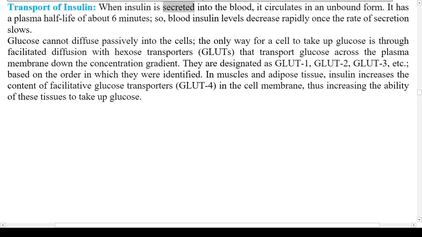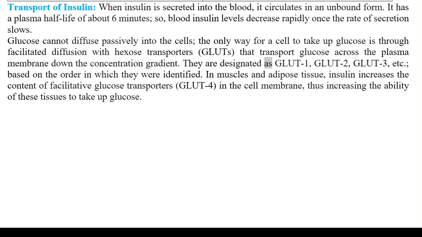Transport of insulin. When insulin is secreted into the blood, it circulates in an unbound form. It has a plasma half-life of about 6 minutes, so blood insulin levels decrease rapidly once the rate of secretion slows. Glucose cannot diffuse passively into the cells. The only way for a cell to take up glucose is through facilitated diffusion with hexose transporters, GLUTs, that transport glucose across the plasma membrane down the concentration gradient.